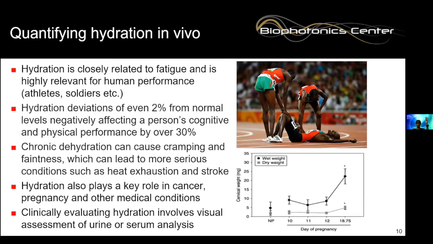Clinically, the only way to really evaluate hydration is by looking at the color of urine. I mean, literally take a color chart and put it next to the color of urine to determine where you are in your hydration level, or actually do a blood draw and do serum analysis.